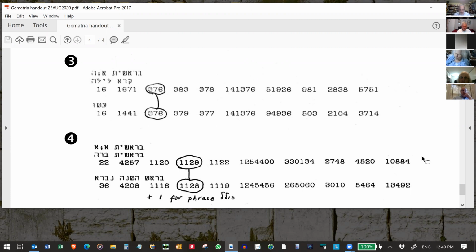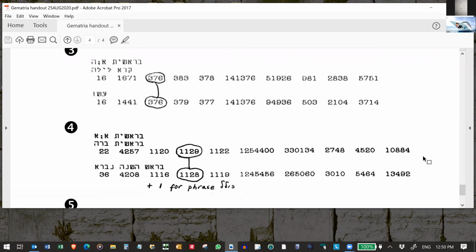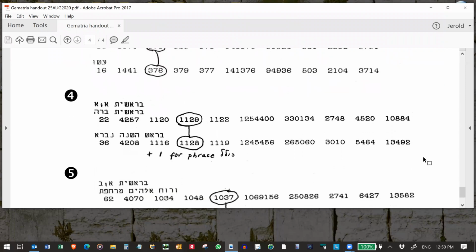And then one of my favorite examples from this, back in the second pasuk, it says V'ha'aretz haysa tohu vavohu, that the land was complete emptiness, and choshech al pnei tehom, and it was all darkness. Ruach Elokim merachefes al pnei hamayim, and the Spirit of God was blowing over the face of the water. When you look at Ruach Elokim merachefes, it comes out to 1034 in the regular count, 1037 with the Kolel, 1048.